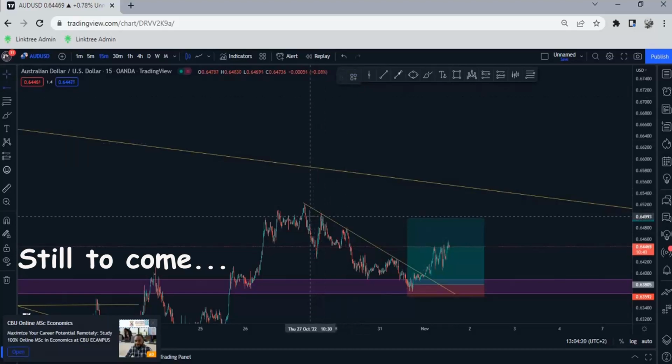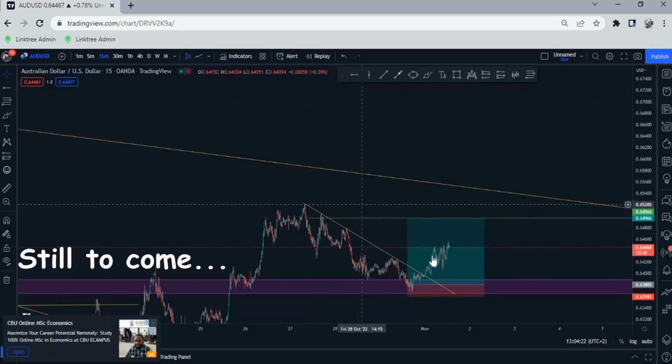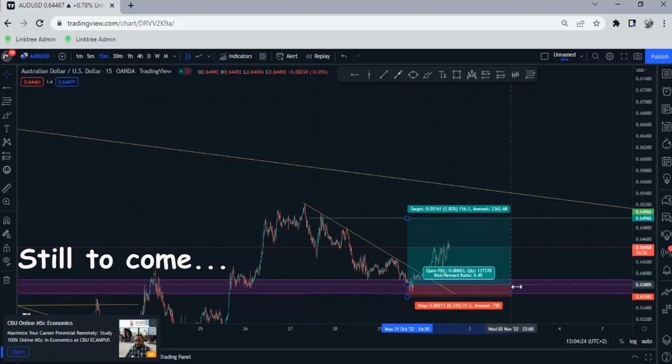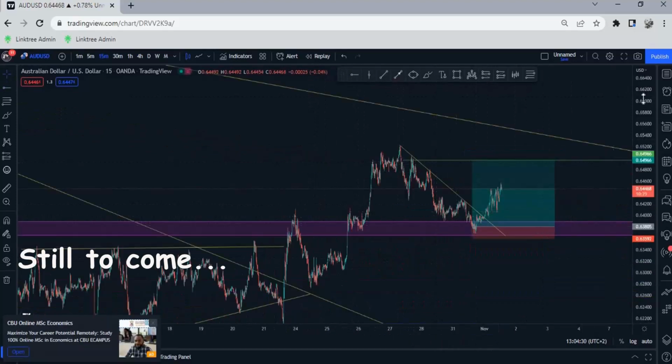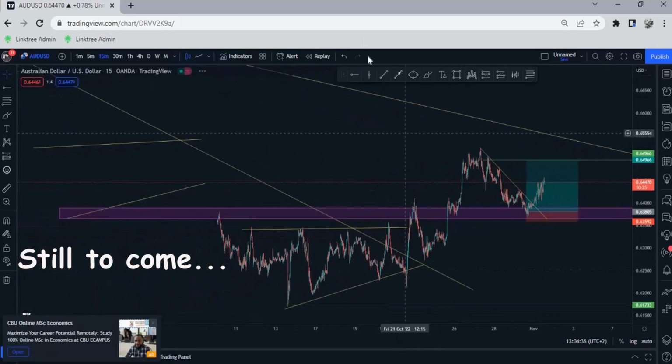I put my TP right there, and that's a 1 to 5. And if we make it, then we Gucci. You get me? Aussie dollar, man. We out here.